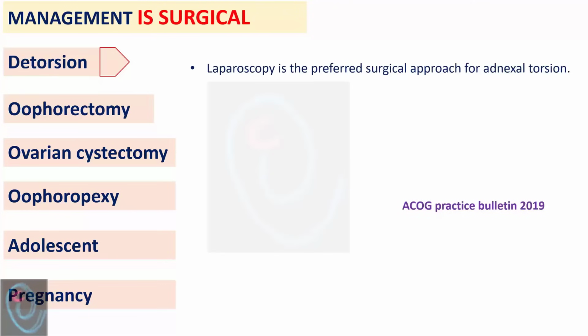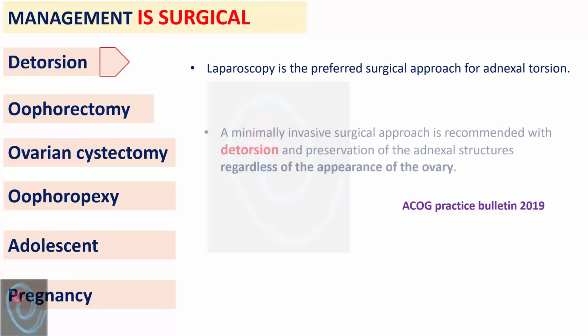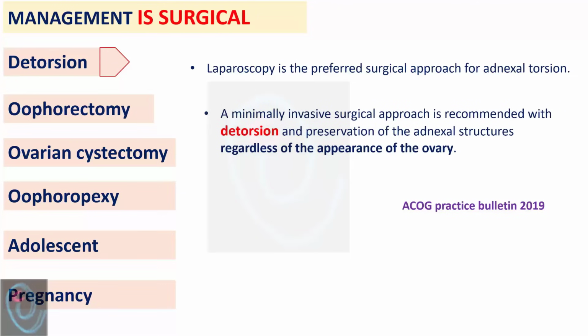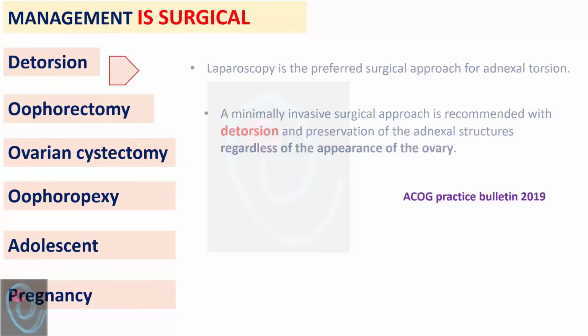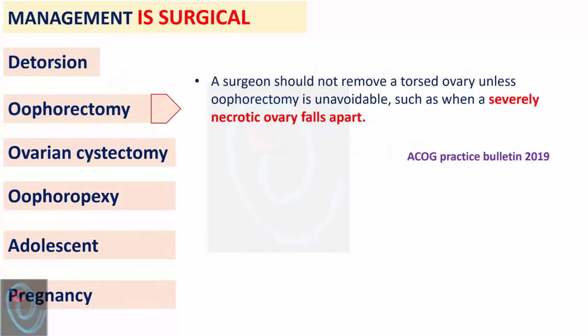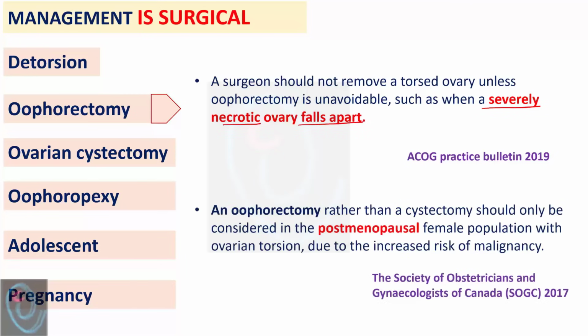Laparoscopy is the preferred surgical approach for adnexal torsion. A minimally invasive surgical approach is recommended with detorsion and the preservation of adnexal structures regardless of the appearance of the ovary. However, oophorectomy can be performed in certain situations, such as a severely necrotic ovary which falls apart. The Canadian Society adds another indication: oophorectomy can be performed in postmenopausal women.